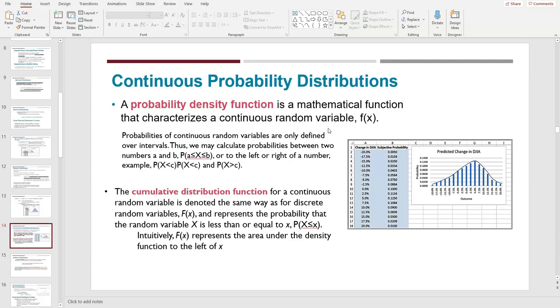Common examples of continuous probability distributions would be normal distributions, which we will be dealing with in later videos, as well as exponential distributions. That's all we're going to be dealing with in this video, and the rest we'll go into more detail about distributions in the other videos.